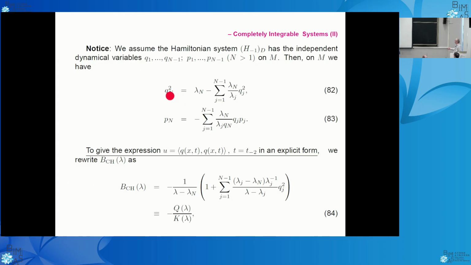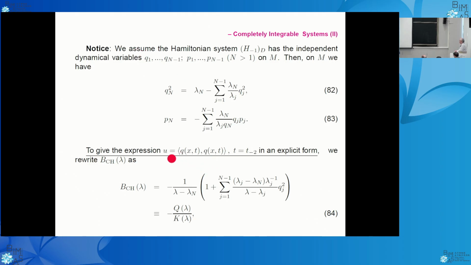So we figure out the Q1 square is defined by the remaining Q1 until Qn minus 1. Likewise, Pj is defined as Qj, Pj, but j starts from 1 to n minus 1. So the independent dynamical variables are just Q1 to Qn minus 1, P1 to Pn minus 1. All right. Now what do we give?